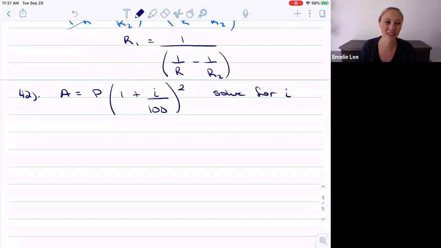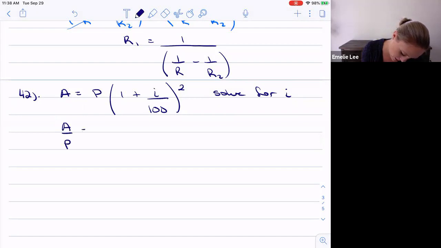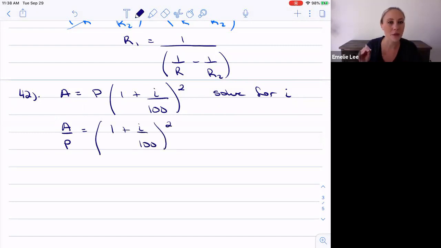For this one, I'm not going to show what I do on both sides. I'm only going to do it to the side that things are moving to, right? So if I'm moving the P over to the left-hand side, I'll just show A over P in the next step. So I've got A over P is (1 plus I over 100) squared, right? So I'm picking up the pace a little bit, so you want to be careful.